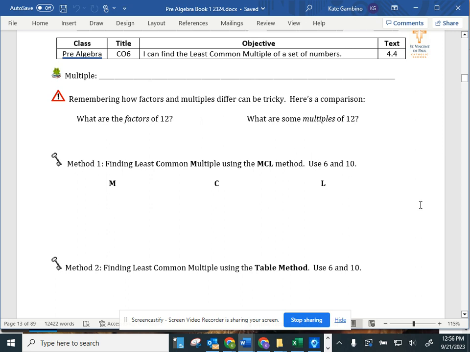Good afternoon. Today we are doing CO6. I can find the least common multiple of a set of numbers, just like we did the greatest common factor. Remember, factor buddies are when we go small. Now we're doing least common multiple. So now we're multiplying up.